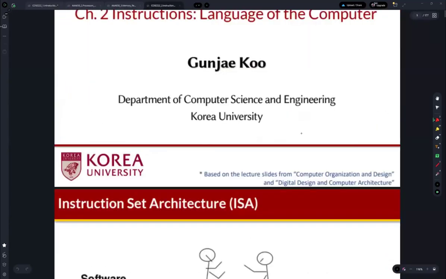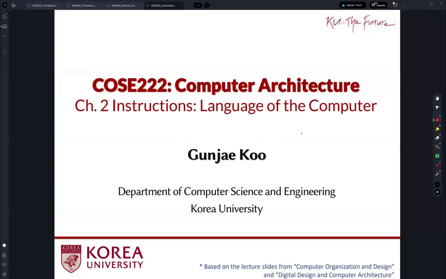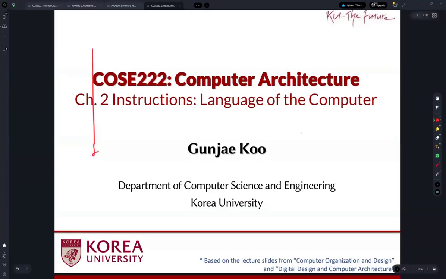We'll jump to chapter 2. Chapter 2 will cover instructions. Actually, in chapter 1 we also learned about the concept of instructions, right? You can find the instruction count, and the CPU actually executes instructions. So in chapter 2, we will learn about the instruction, the language of the computer.